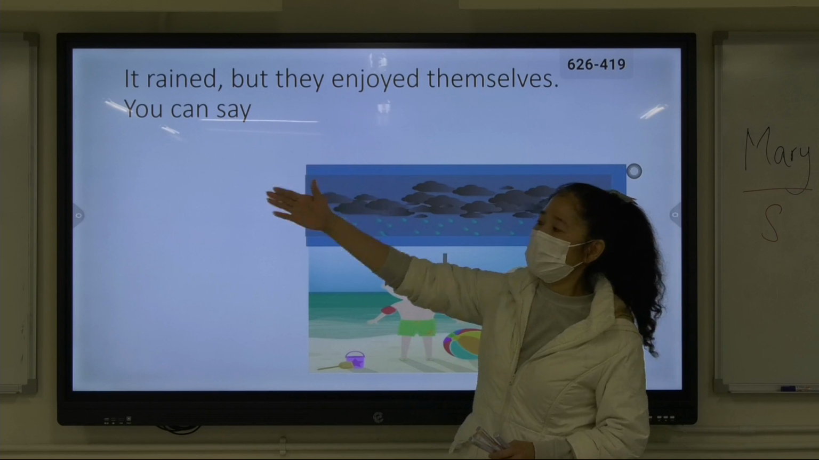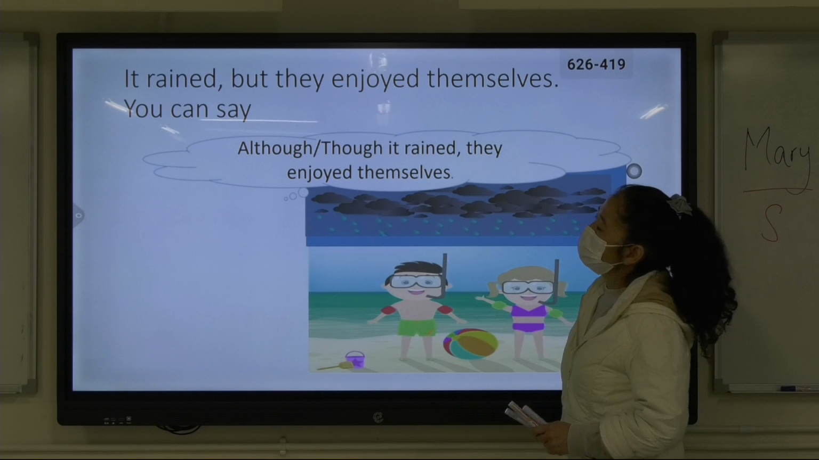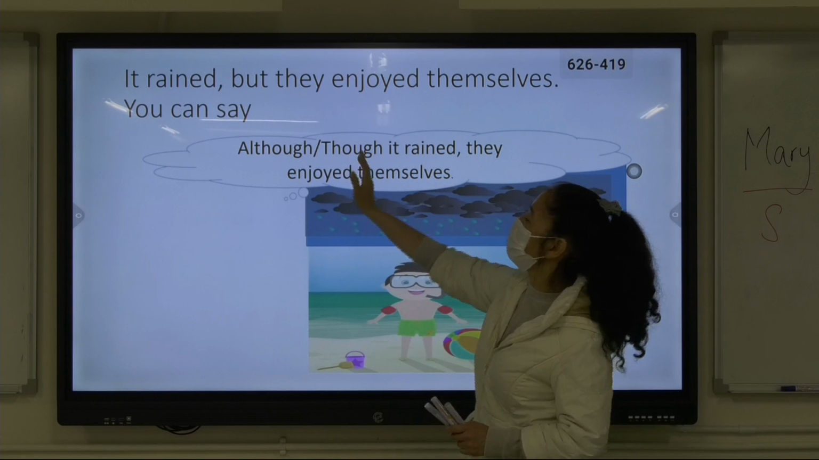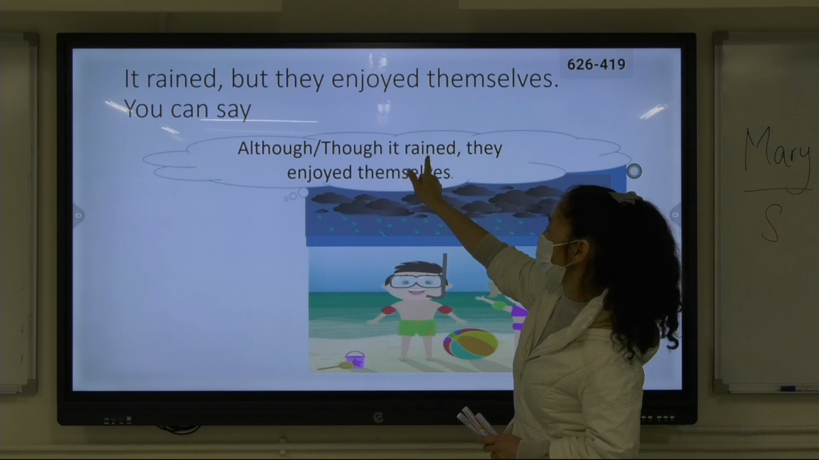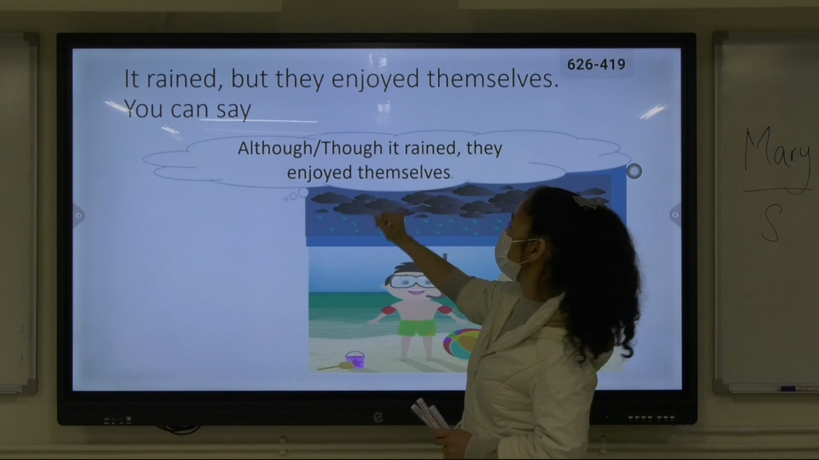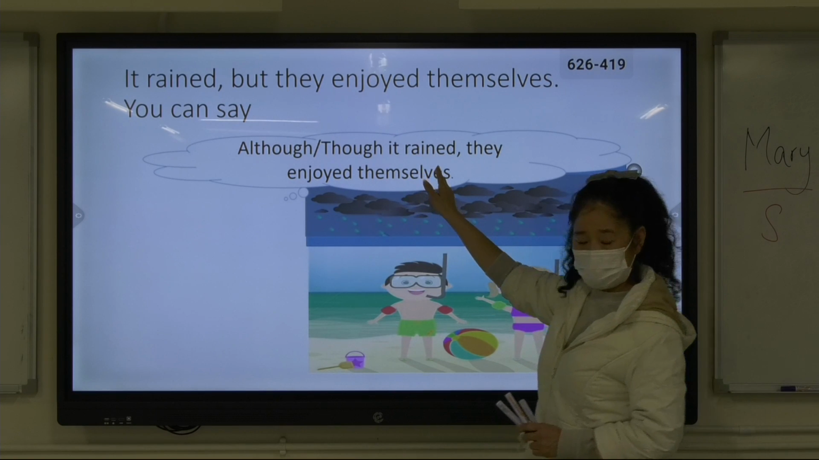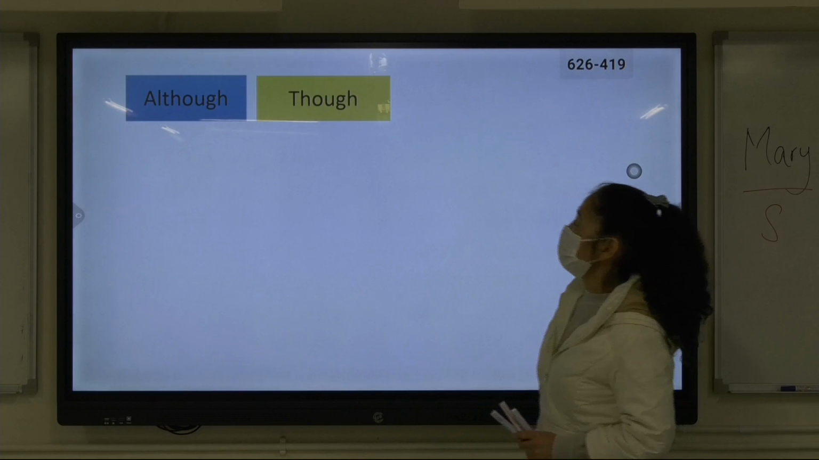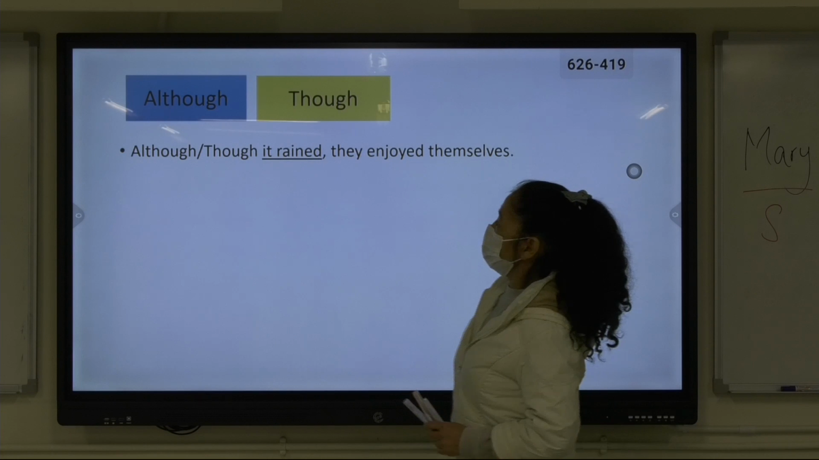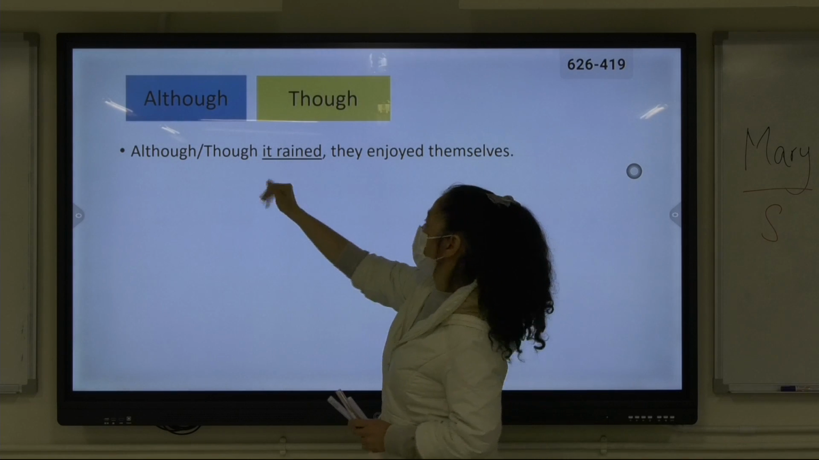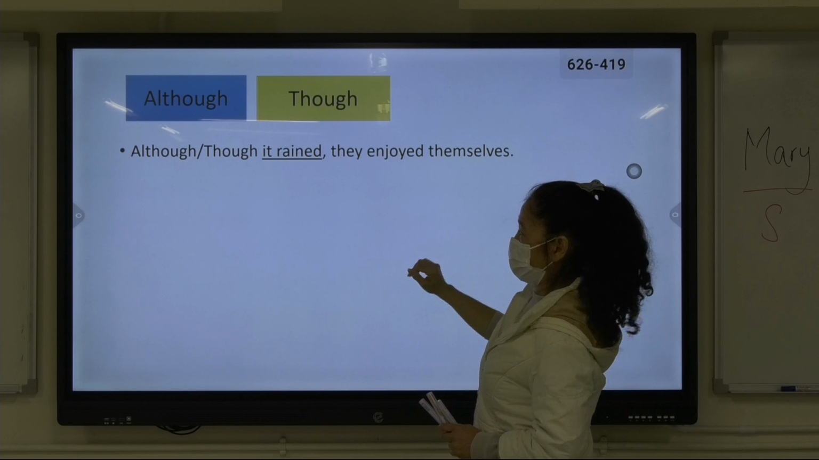Try to use either one of them. I show you the first one. Here, use although and though first. Although, though it rained, they enjoyed themselves. Noun, subject, and verb. So now, like the example, although and though here. Although it rained, comma, they enjoyed themselves.